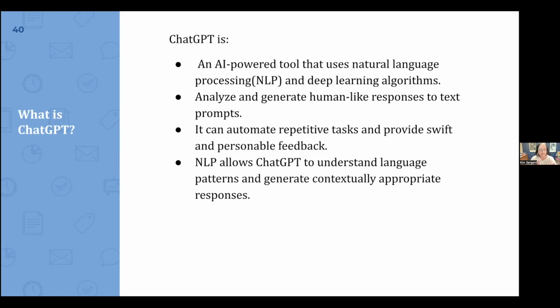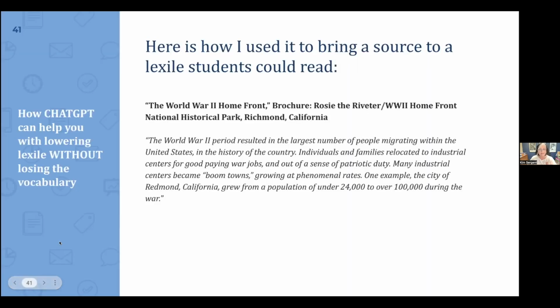So when we start talking, it can analyze and generate human-like responses, and I'm going to show you that in a moment. It's kind of exciting. It can automate repetitive tasks that we have to do and provide swift and personal feedback. But most importantly, I do not recommend it for lesson plans. And as far as student access, that's a little bit scary because it will write papers for you.